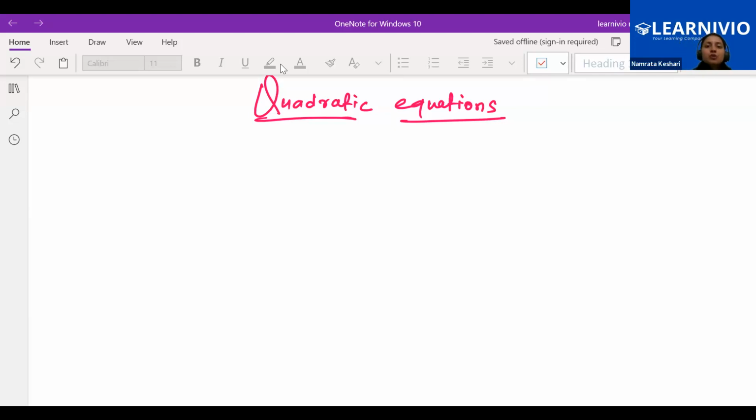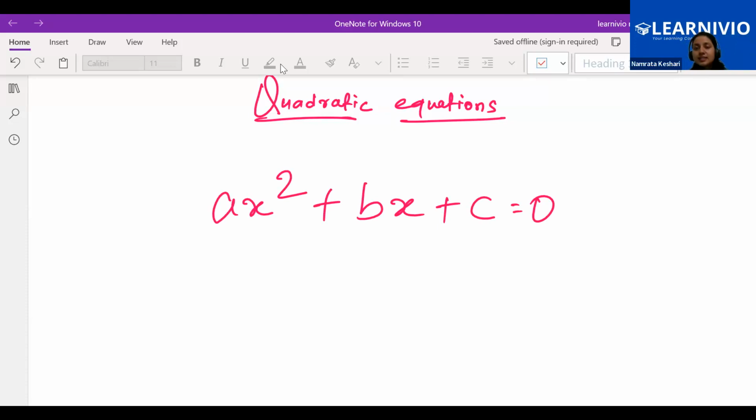So when we talk about quadratic equations, the word quadratic, we have already discussed quadratic polynomials. A degree 2 polynomial is called a quadratic polynomial. Here also we are talking about the same. Now the standard format of a quadratic equation is ax square plus bx plus c equals 0. This is the standard format.